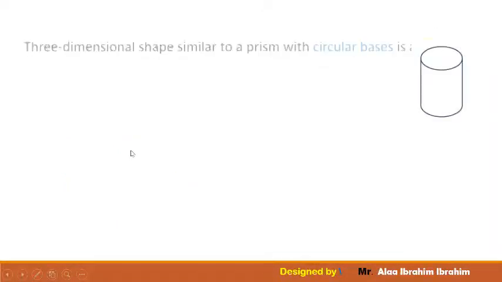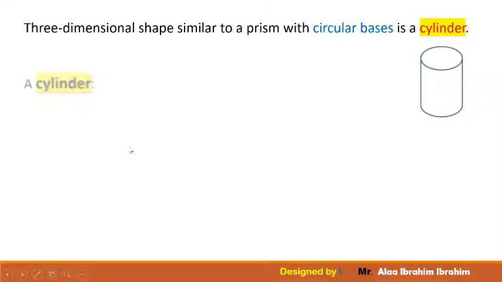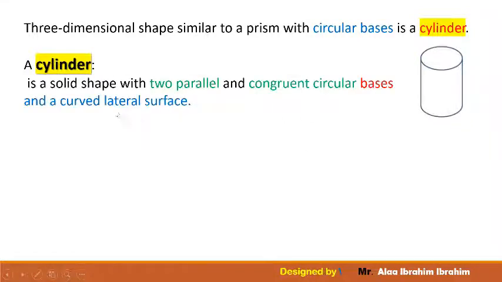Now we're going to the cylinder. A cylinder is a three-dimensional shape similar to a prism, close to the prism but with circular bases. So the bases are circles, and because of this I gave you the area of a circle. The cylinder is a solid shape with two parallel bases, this circle and the other circle, which are congruent circles at the same time, and a curved lateral surface. So your lateral side here is curved, okay?